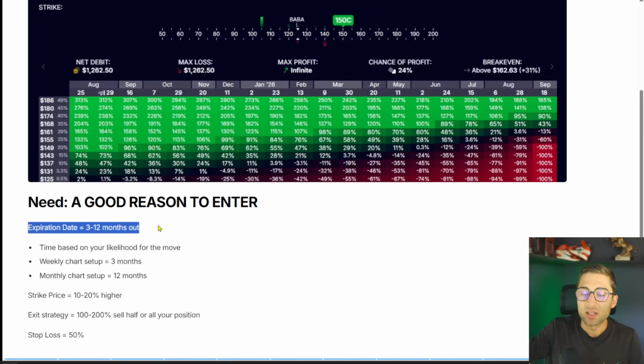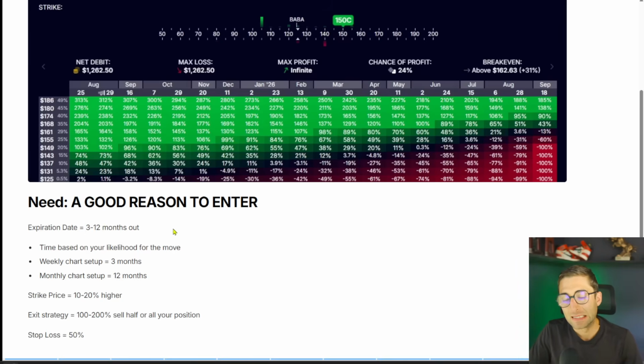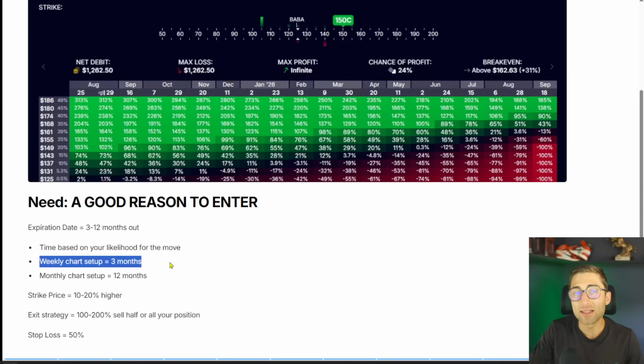But if you have a good reason to enter, now the next thing you have to figure out is what's your expiration date. So 3 to 12 months out is the best window. If you're before 3 months, you're gambling. And if you're over 12 months, you don't really need that much time. So the time is based off your setup in your chart. So if you're on the weekly chart, you can dial this back to a 3-month option because the weekly chart moves faster.